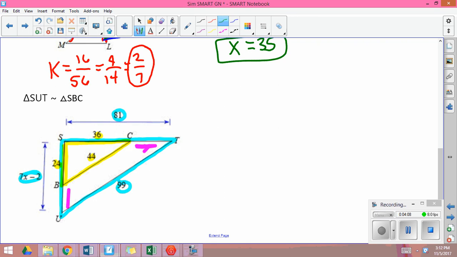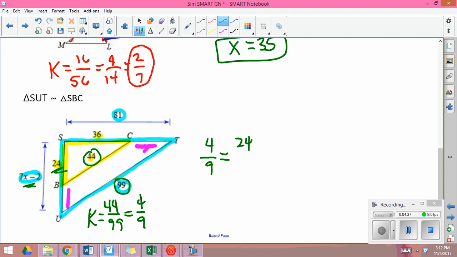So you can pick any of the corresponding sides you want. So let's just initially say, let's compare these two. So K is, if we do small to large again, 44 over 99. Those have a common factor of 11, so my scale factor is 4/9. Now I can use that to find this missing side. So 4 over 9 is the same ratio as 24 corresponds to 7x minus 2. Again, I took a side and compared to an entire side. I could have used 36 and 81 to find my scale factor, or I could have set them up equal.